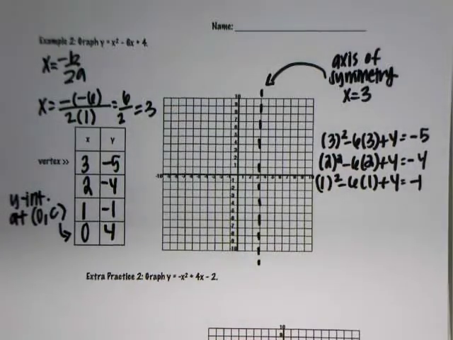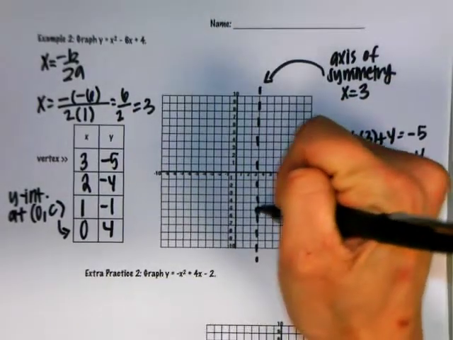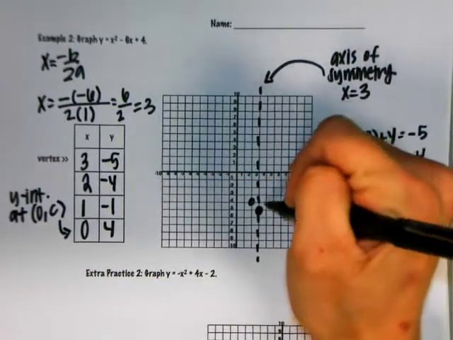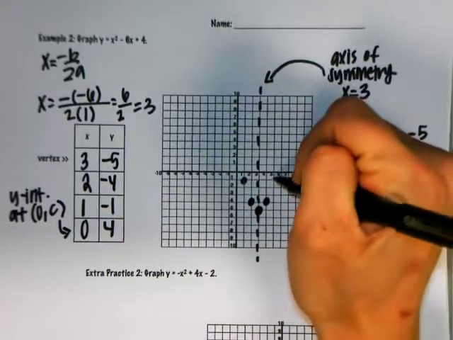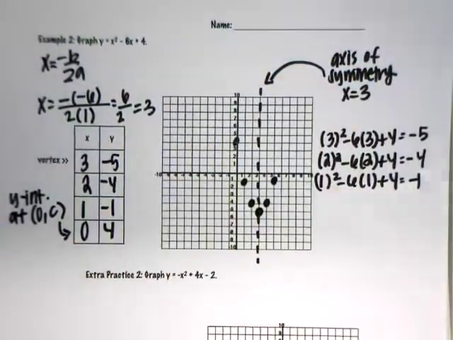Good? Okay, so then plot those. So (3, -5) is going to be your center. And then (2, -4), which also means it's (4, -4). (1, -1), and then also (5, -1). So you always do the opposite? Yeah, so you always mirror it over to the other side.